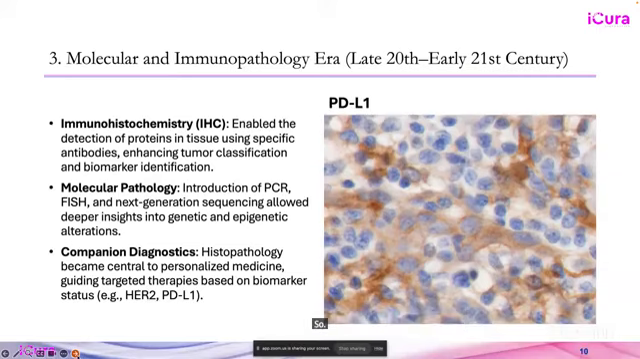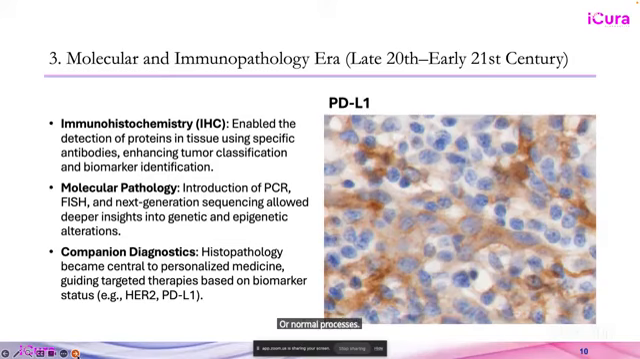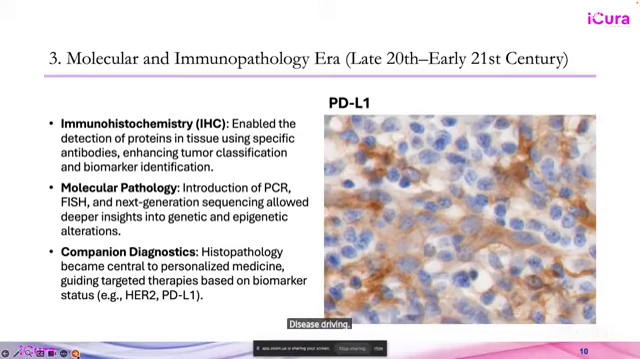So in this case, we start to learn more and more about the molecular and cellular mechanisms of disease and normal processes. And this certainly helped a lot with new drug development as well, corresponding to the so-called disease-driving biomarkers, with HER2 and PD-L1 being very prominent examples. And these eventually get developed into so-called companion diagnostics, because with testing of these markers, the usage of certain drugs is justified.